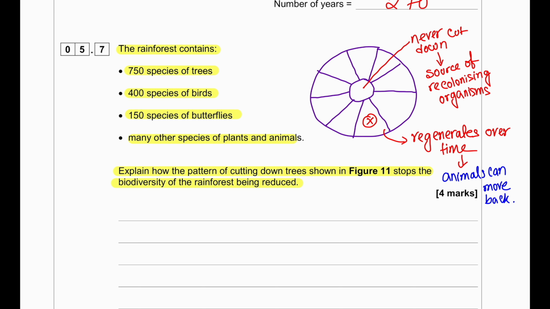Explain how the pattern of cutting down trees shown in figure 11 stops the biodiversity of the rainforest being reduced. Since there is a central spot that is never cut down, it will be a source of recolonizing organisms. And once one area is cut down, by the time we cut down another area, it will regenerate over time, and the old growth will provide seeds, and the animals will be able to move back to the area which is not cut.